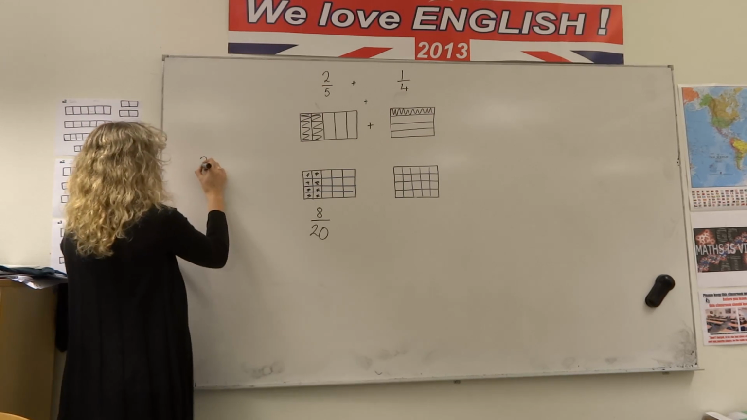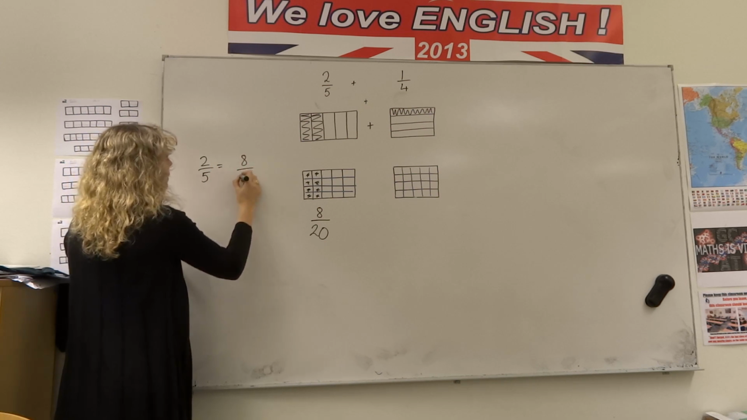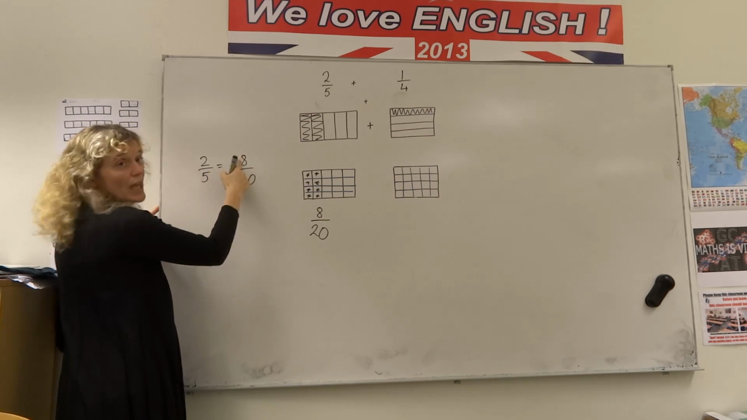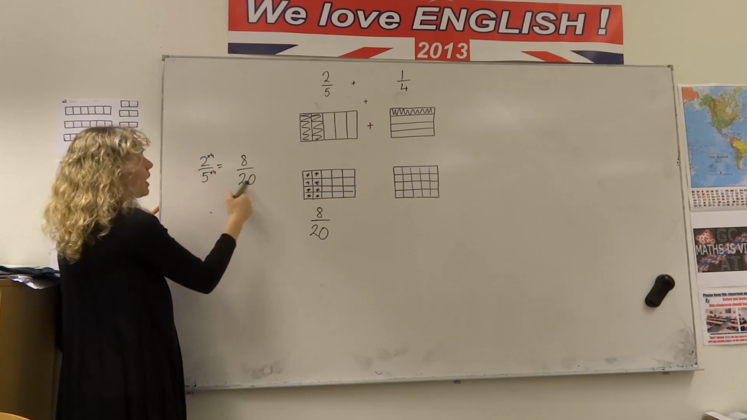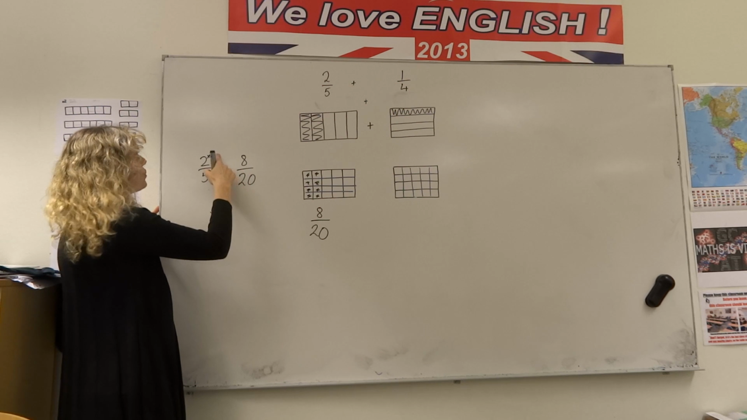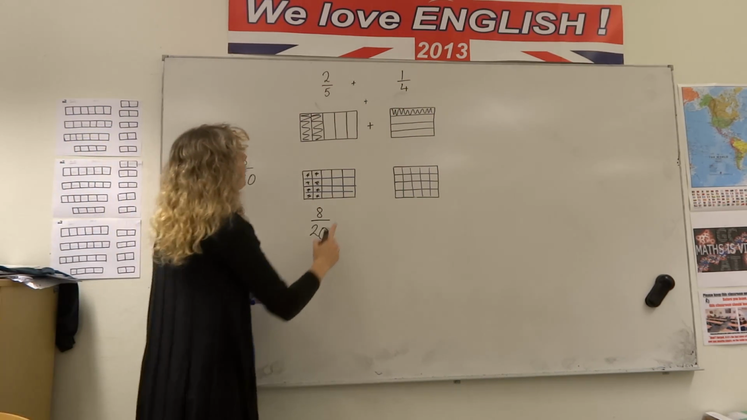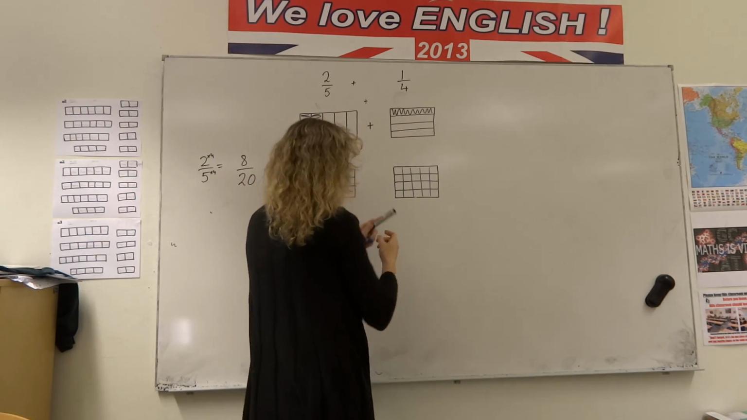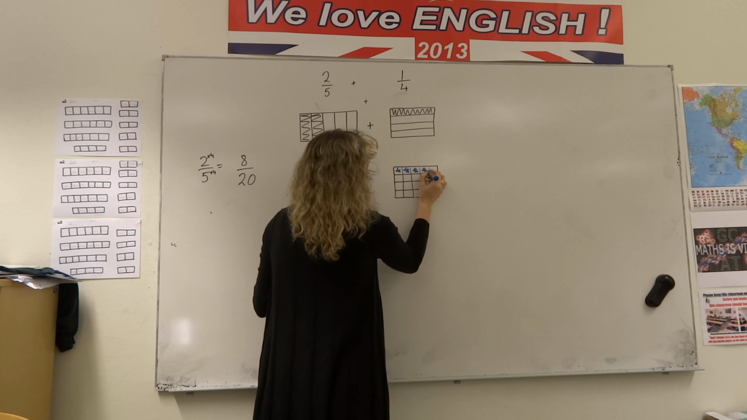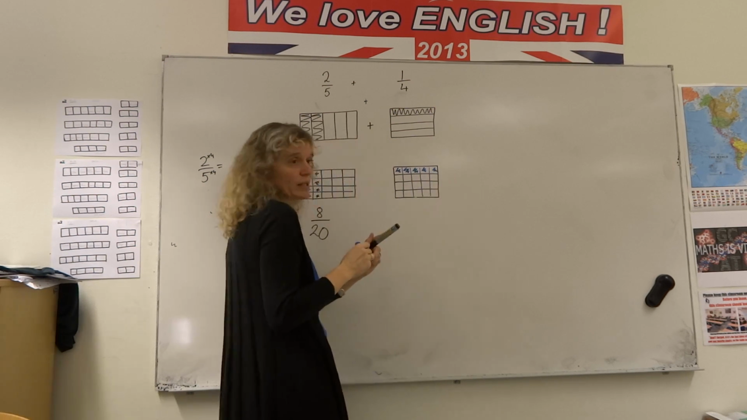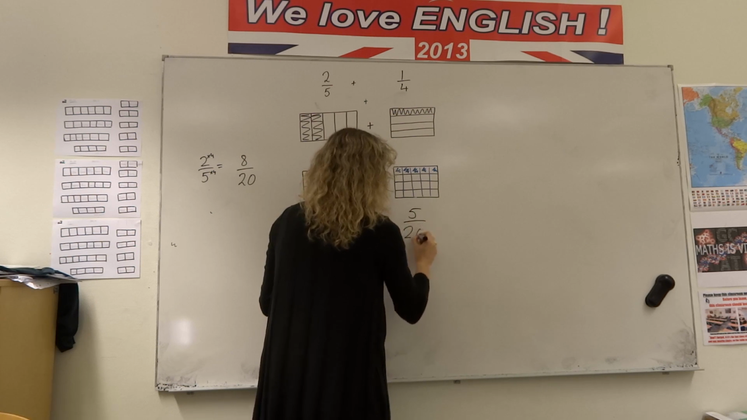Is that true? Let's just do a quick check. To get from 2 to 8, I've multiplied by 4. To get from 5 to 20, I've also multiplied by 4. So 2/5 is exactly the same as 8 20ths. Okay, what have I changed my quarter into then? Well, I've changed my quarter into 1, 2, 3, 4, 5 20ths. In this side I have 5 20ths.